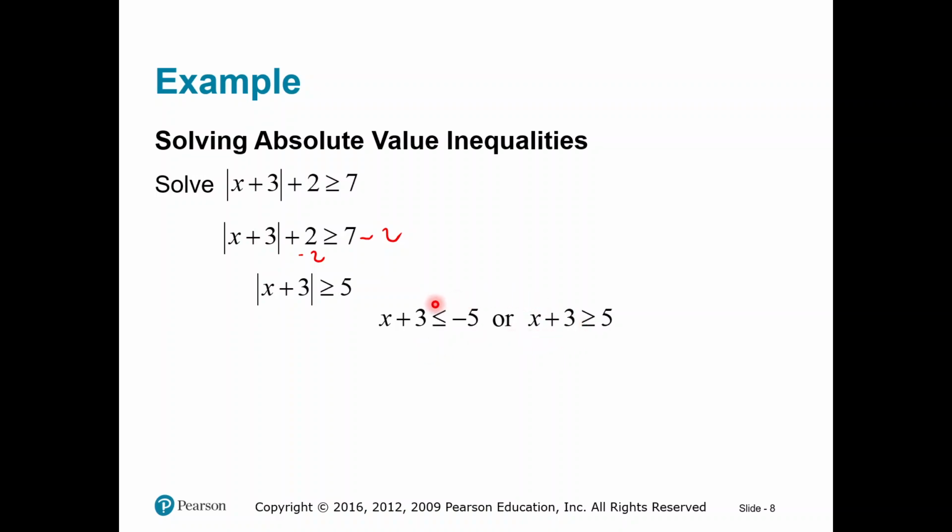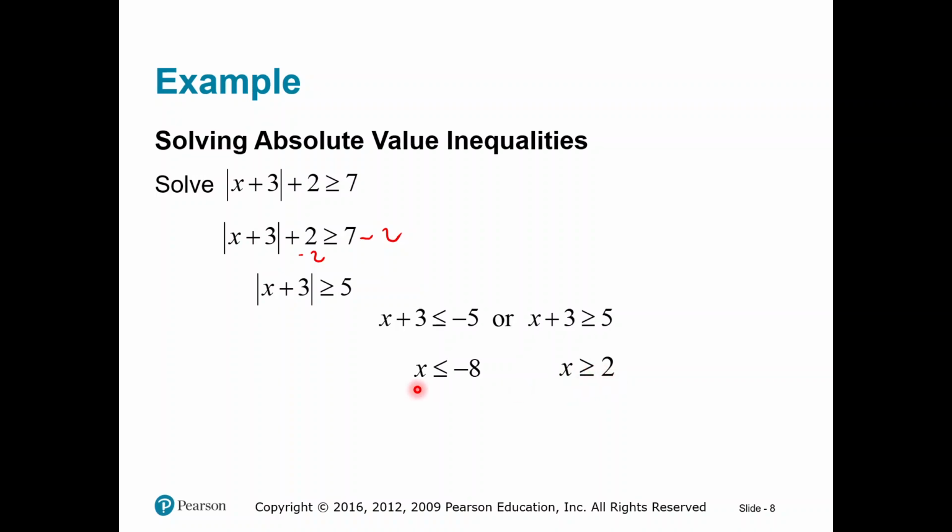And so let's solve then one by one. Subtract 3. So negative 3 and negative 5 give us negative 8. So x is less than or equal to negative 8. Again, minus 3. So 3 minus 3 is 0, 5 minus 3 is 2. And so x is bigger than or equal to 2.